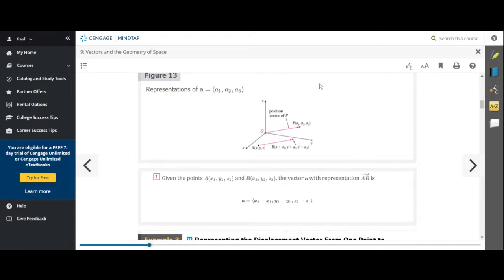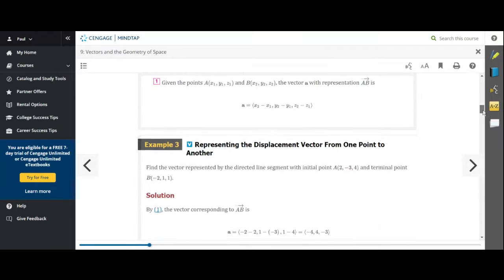Here they show representations of the vector A. It has components A1, A2, A3. And again, traditionally we think of the vectors coming out from the origin, but both of these vectors have the same direction and magnitude, so they're equivalent vectors.